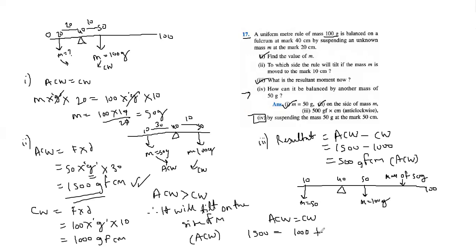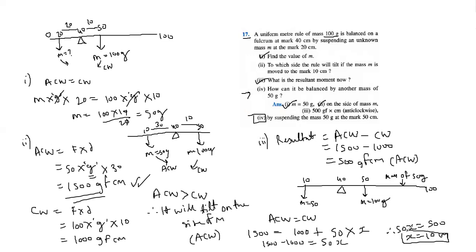The G is already getting cancelled from both ends, so we will just straight away write that. We'll not add the G value here because it is getting cancelled from both sides. Now for clockwise, we are adding another mass, which is 50 into the distance, which is what the question is asking, so we will have to find out. So this would be 1500 minus 1000 equals 50x. So 50x equals 500, and therefore x comes out to be 10 centimeters.